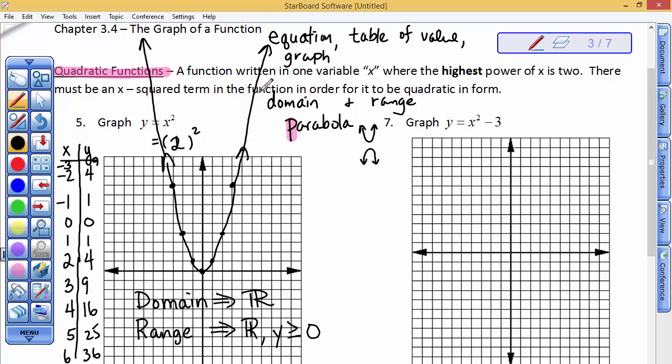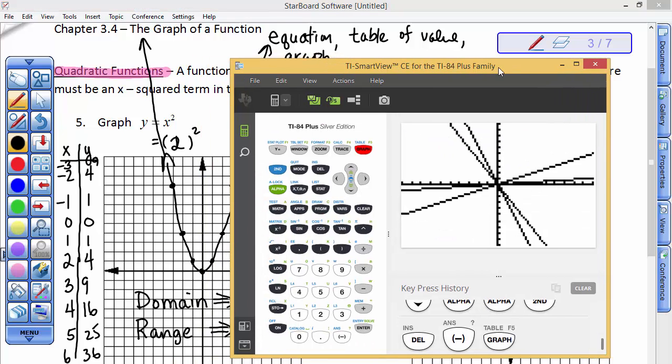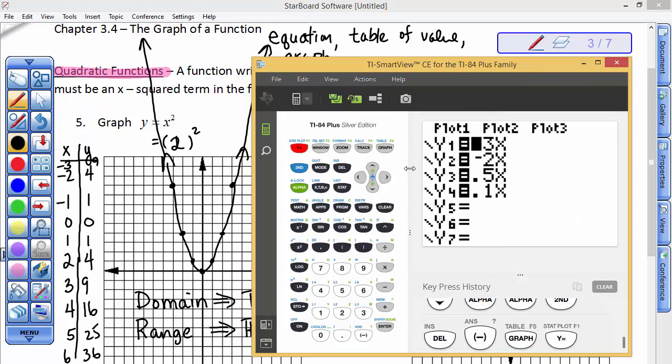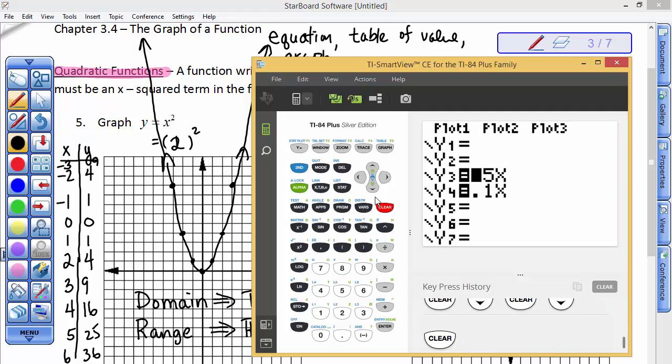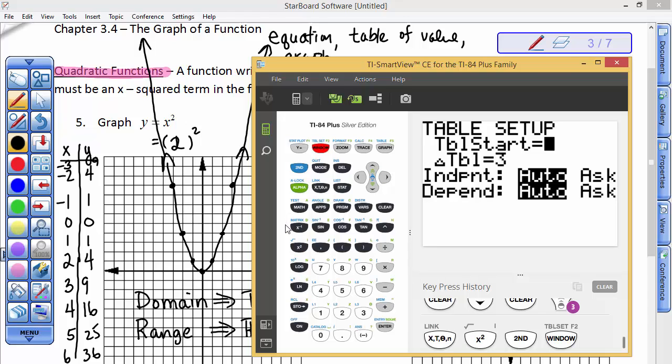If you let your graphing calculator do the work for this, let's see if I can do this pretty quickly. Clear these. So you just arrow down and clear. It doesn't matter if I graph this in y1 or not, but I'm going to enter x squared. Let's look at our table, and let's start it at some negative numbers. Let's start at -4 and have it go in increments of 1. And so let's just look at that table.